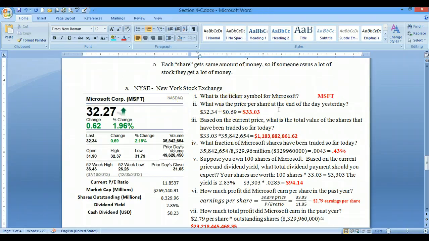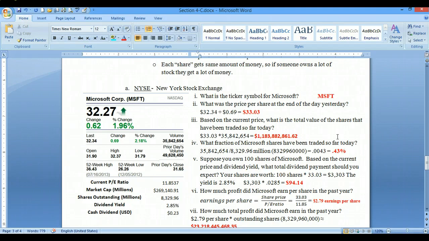What is the price per share at the end of the day yesterday? You'll notice that these are a little different than what the example is in your book because I took this as of today. So what was the price per share at the end of the day yesterday? So we come over here to the last, and it was $32.34, and it has changed today as of 69 cents. So when I add that, I end up with $33.03.